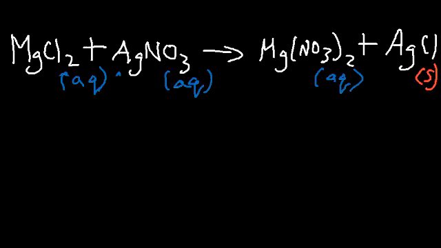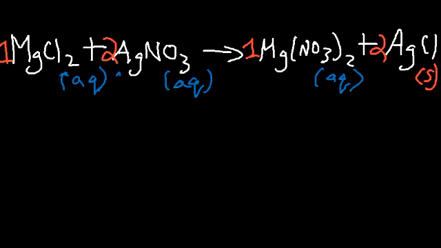Now the next thing we need to do is balance the equation. So we have 2 nitrates on the right side. We need to put a 2 in front of AgNO3, and we have 2 chlorine atoms on the right side, so we need a 2 in front of AgCl. And now the reaction is balanced.